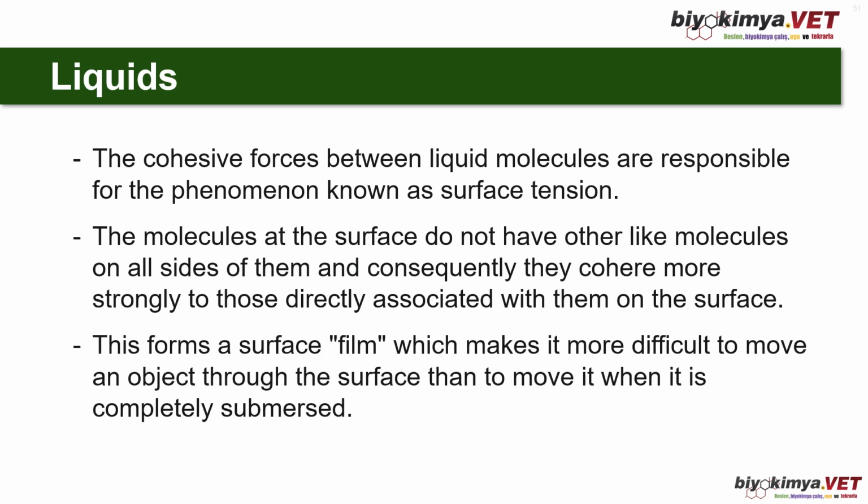This forms a surface film which makes it more difficult to move an object from the surface than to move it when it's completely submerged. Examples are insects walking on water and a floating needle. There are also some substances which decrease or increase the surface tension. A good example for decreasing surface tension is soaps, detergents, and bile acids. Especially the bile acids are so important for the digestion of lipids in the gastrointestinal tract.